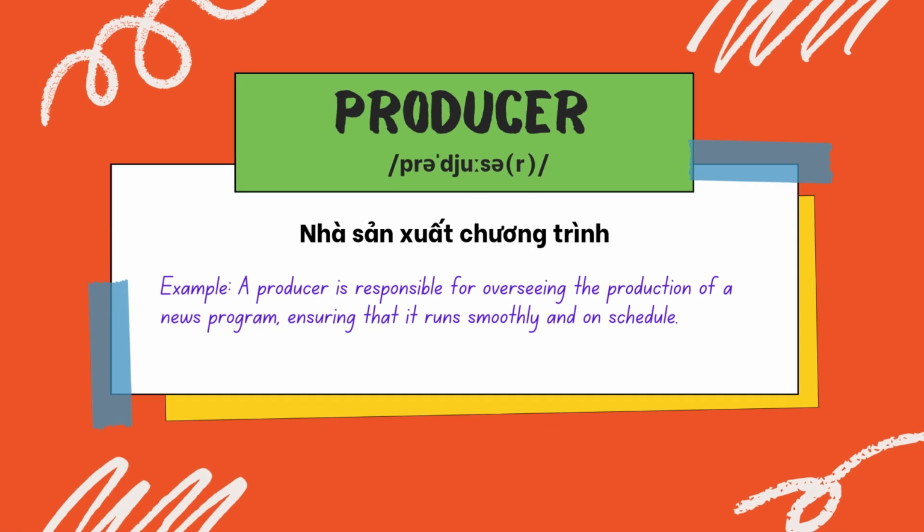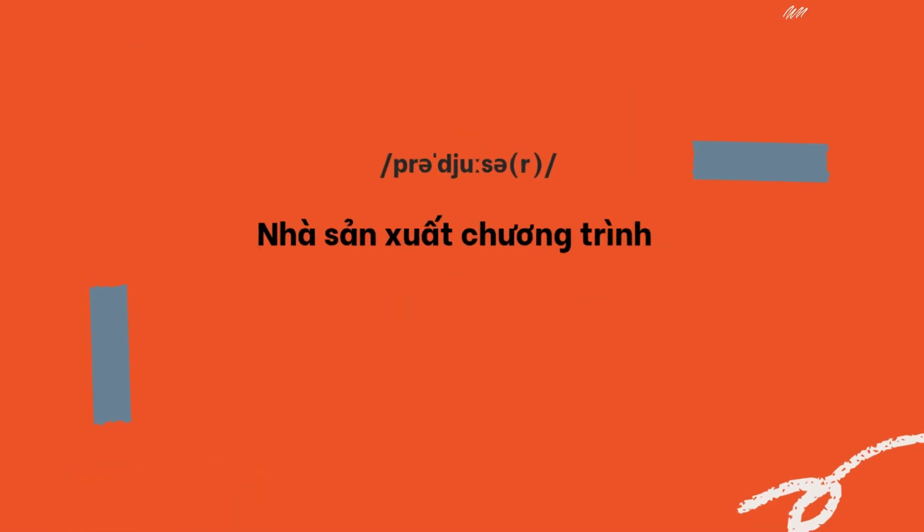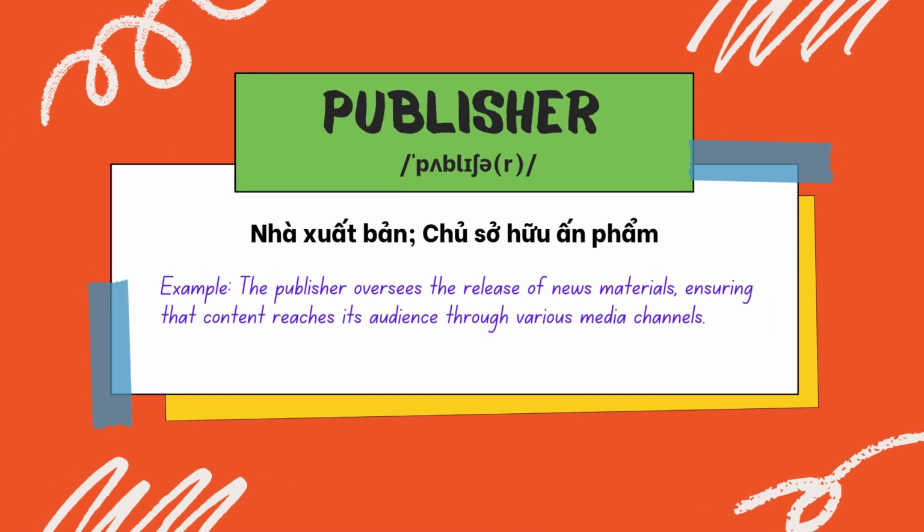Producer, example. A producer is responsible for overseeing the production of a news program, ensuring that it runs smoothly and on schedule. Publisher, example. The publisher oversees the release of news materials, ensuring that content reaches its audience through various media channels.